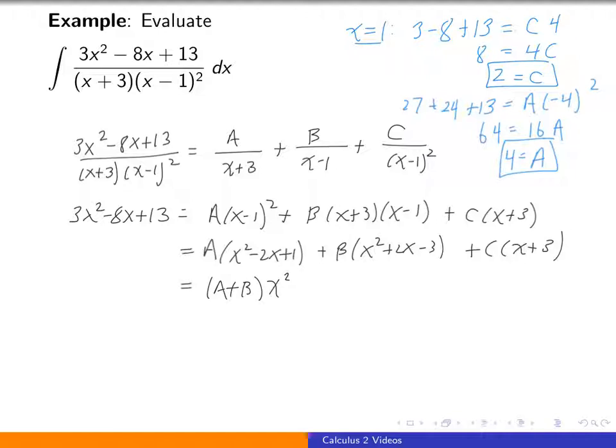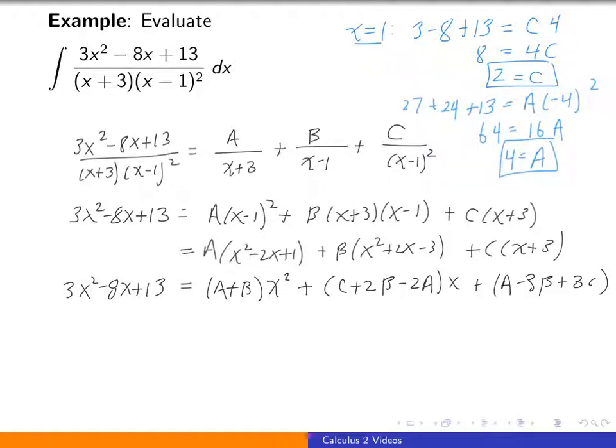And in this problem, we could stop here. That's actually going to be enough. But I'm going to go ahead and write out the remaining terms as well. So in terms of x, we'll have Cx, 2Bx, and minus 2Ax. And for the constants, we're going to have A minus 3B plus 3C. And what this needs to be equal to is this original polynomial we had on the left. And note the only possible way this can be true is if all the corresponding coefficients are equal.